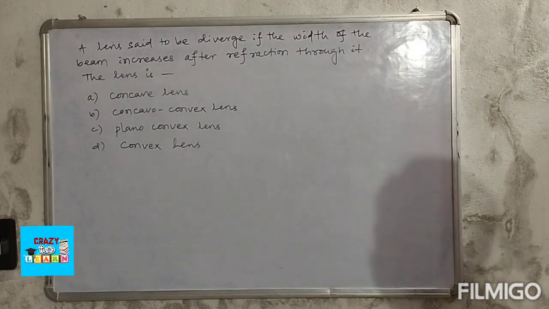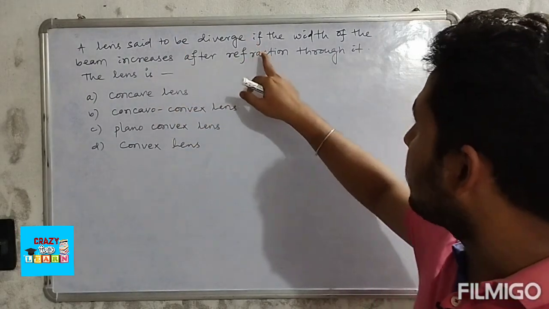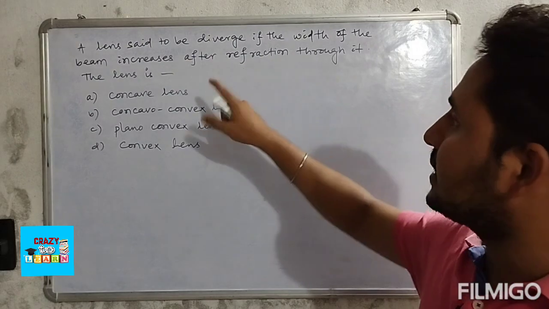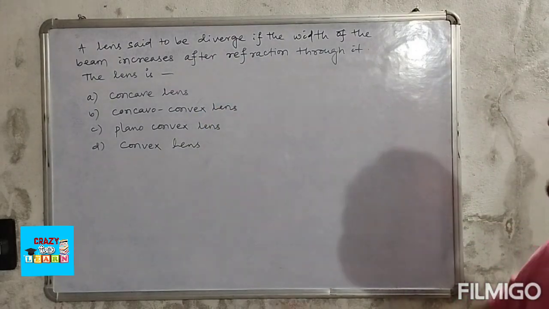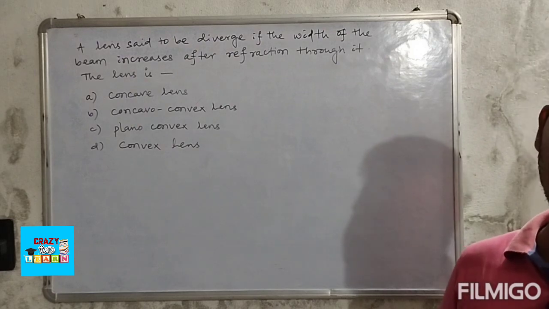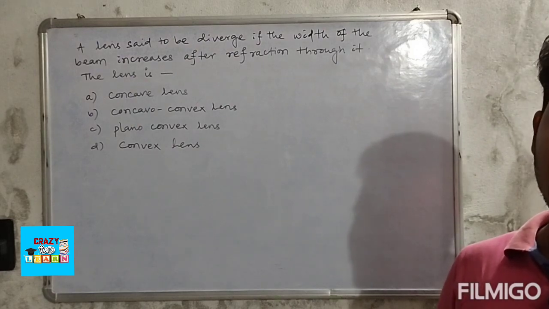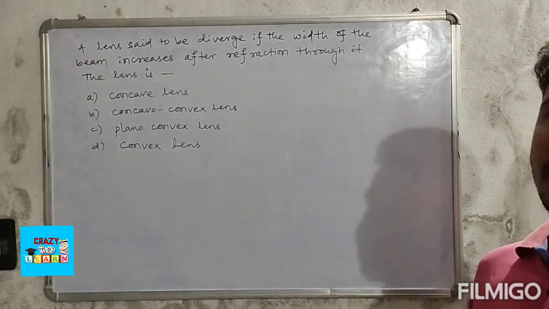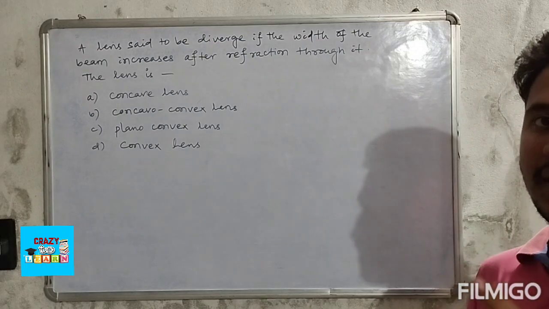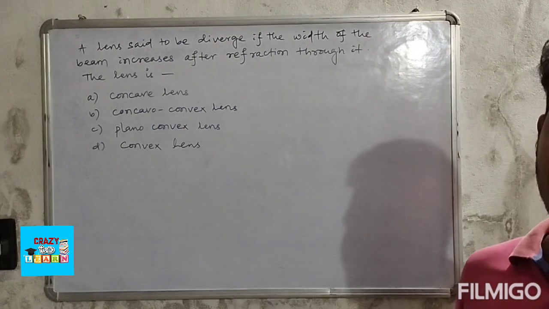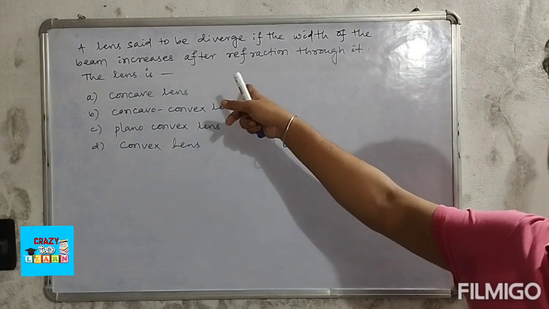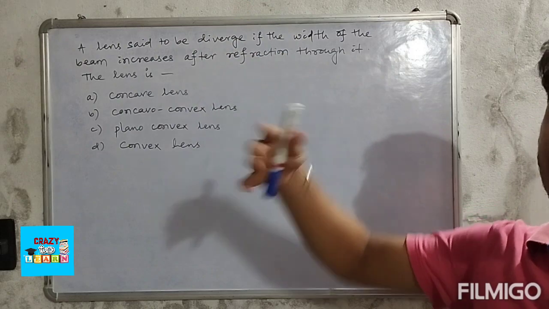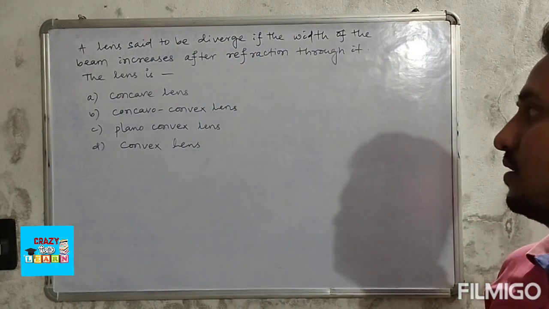Next question is, a lens is said to be diverging if the width of the beam increases after refraction through it. That means it is asked to you which one is the diverging lens. Two types of lens are there, convex lens and concave lens, and we know that convex lens is called converging lens and the concave lens is called diverging lens. And what is diverge? Diverge means the width of the beam increases after refraction.